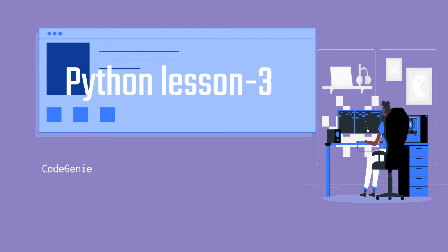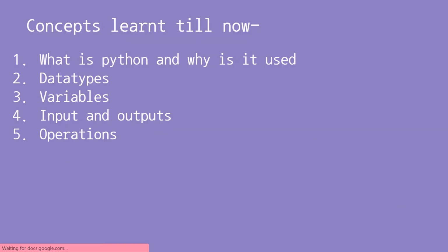So today we are going to be starting with some revision. This is everything that we have learned today. Let's go through it. Concepts that we have learned today: What is Python and why is it used? Data types, variables, inputs and outputs, and operations.